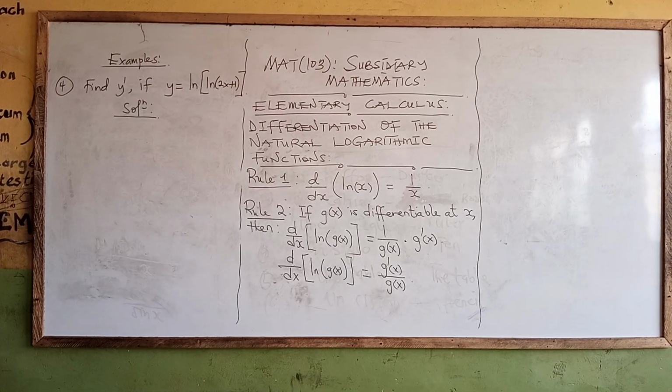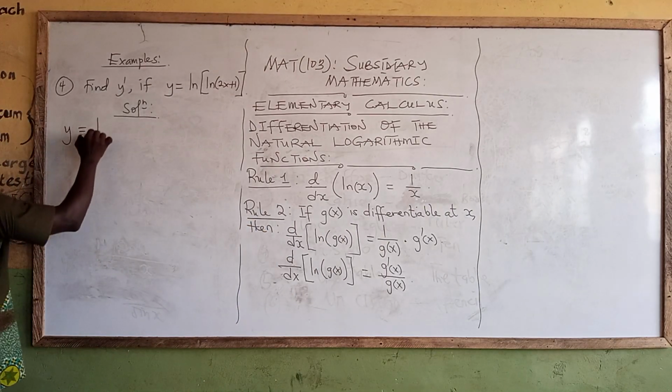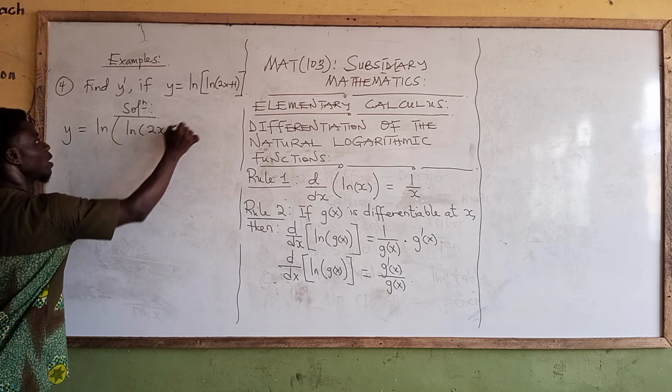So now let's see this question. Find y prime if y equals ln of ln of 2x plus 1. Let's see how best you can solve this question. Very fantastic. All right, so let's see. I have y equals ln of ln of 2x plus 1.